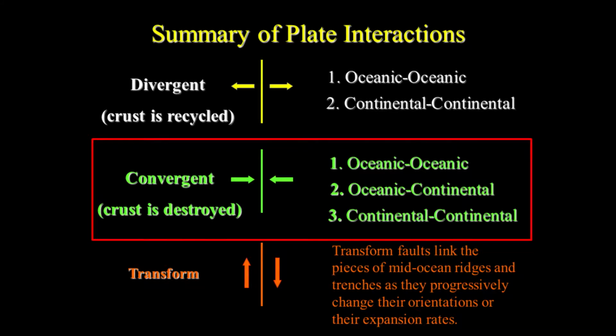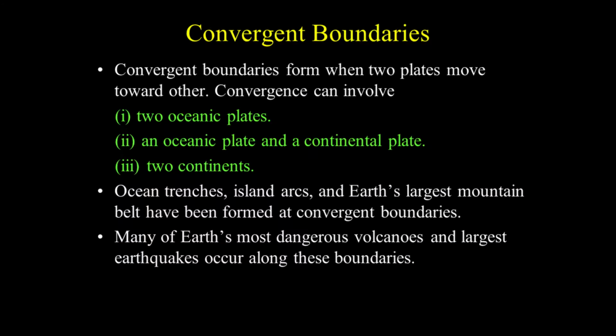Now let's move to convergent boundaries. Convergent boundaries form when two plates move toward one another. Convergence can involve two oceanic plates, an oceanic plate and a continental plate, or two continents. Ocean trenches, island arcs, and Earth's largest mountain belt have been formed at convergent boundaries. Many of Earth's most dangerous volcanoes and largest earthquakes occur along these boundaries.